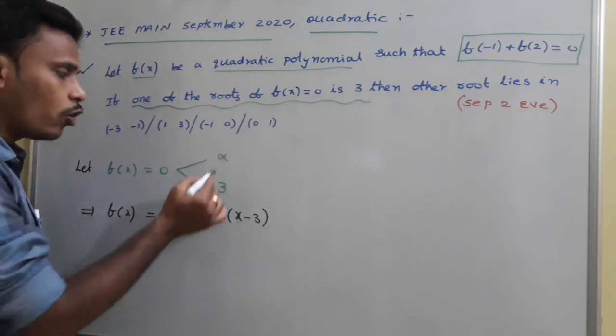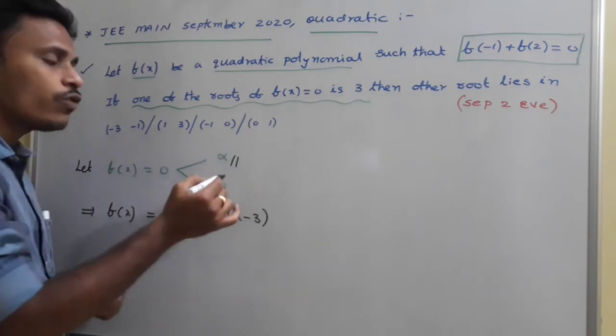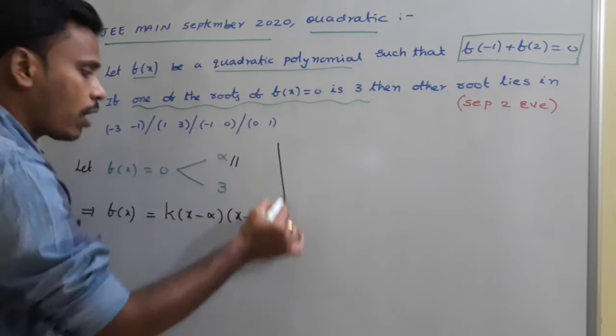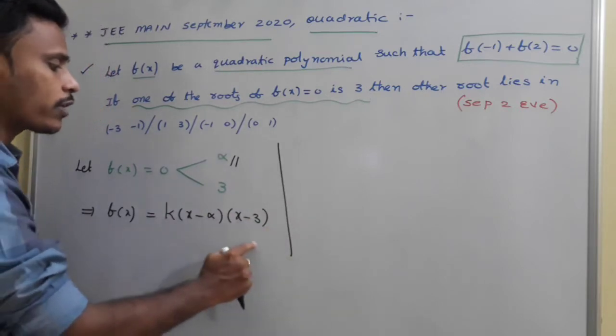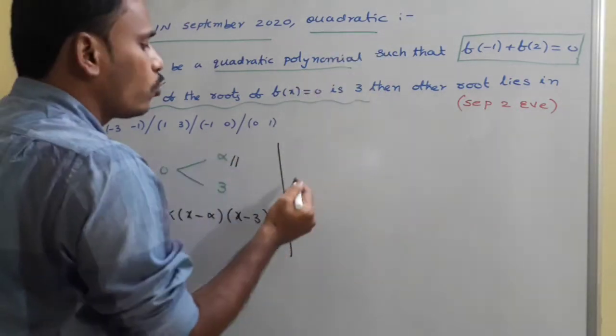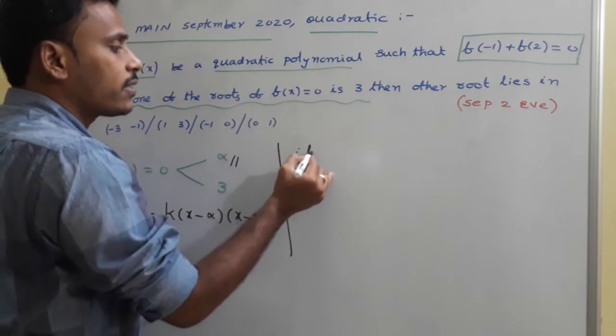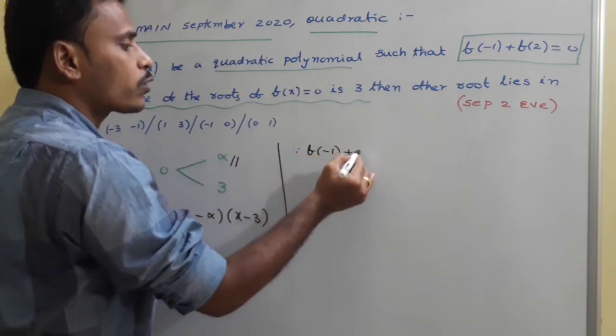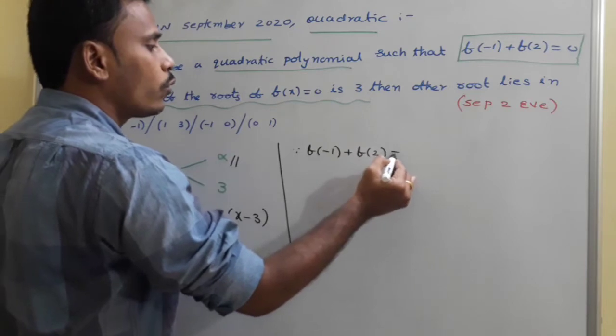And we need to find out which interval alpha lies in. That's our task. Now since f of x is equal to k into x minus alpha into x minus 3, we use that condition. As they have given, f of minus 1 plus f of 2 is equal to 0.